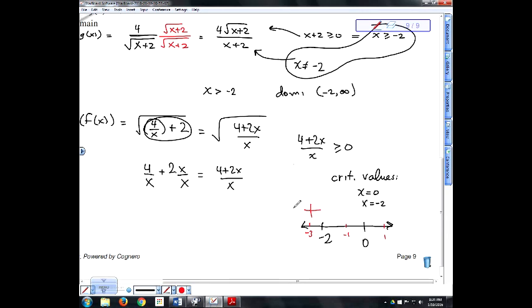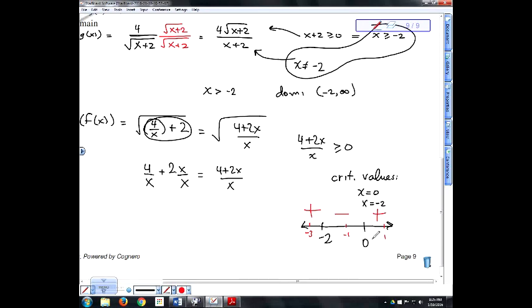Now if I test negative 1 for both x's, negative 1 here and a negative 1 here, 2 times negative 1 is negative 2. 4 plus negative 2 is 2. So I have a 2 on the top. On the bottom I have a negative 1. 2 divided by negative 1 is a negative number. So this is the interval that represents negative, not because these numbers are negative, but because once I plug them into the expression, they come out to be negative. Over here, if I test a test value of 1, 2 times 1 is 2, 2 plus 4 is 6, so I've got 6 over 1, which is a positive number, so that would be a positive region.